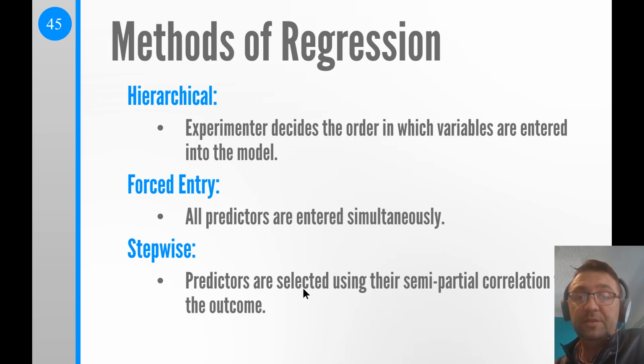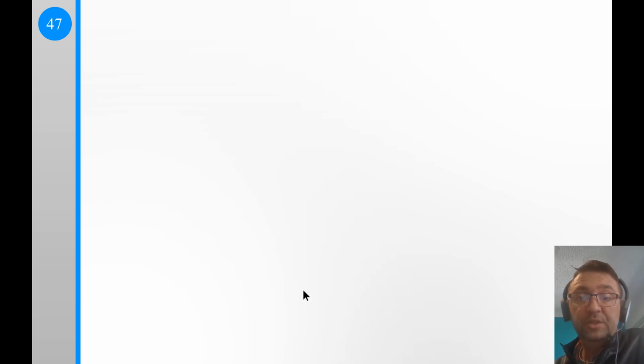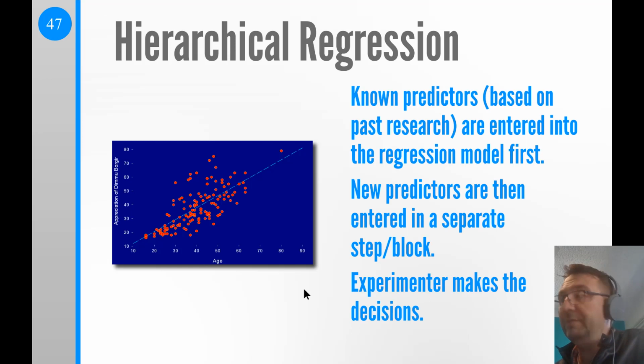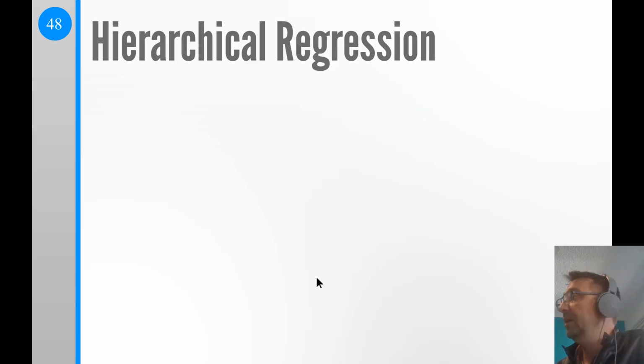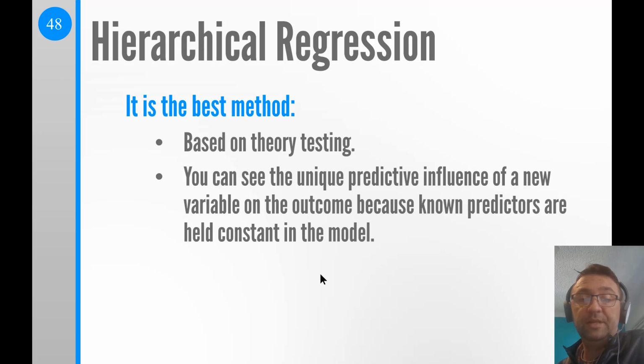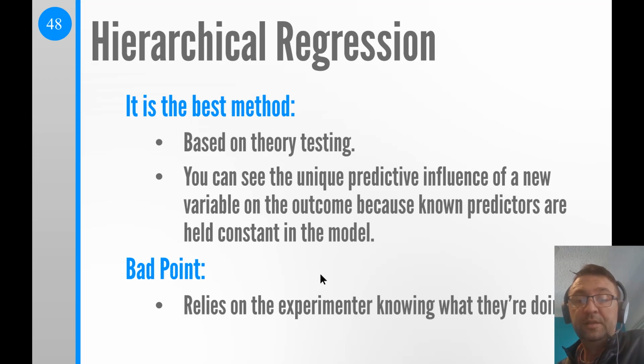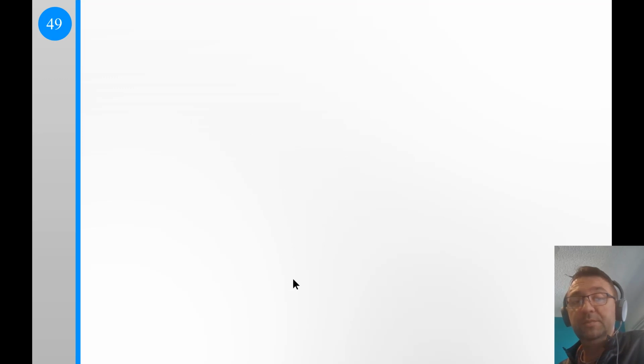If we can go through these methods briefly, which one should you use? Hierarchical is pretty much the best method. The way it generally works is you firstly run a model which is what most other people think is going on, and then you run the model with your new variables. It's the best method because it's based on theory testing. But it relies on you knowing what you're doing, so it's sometimes bad.